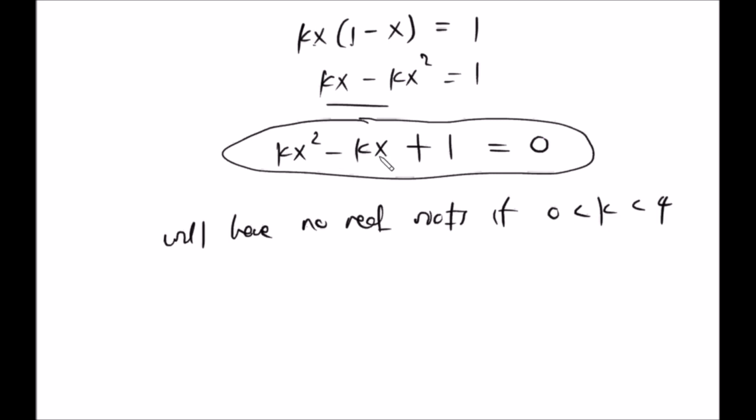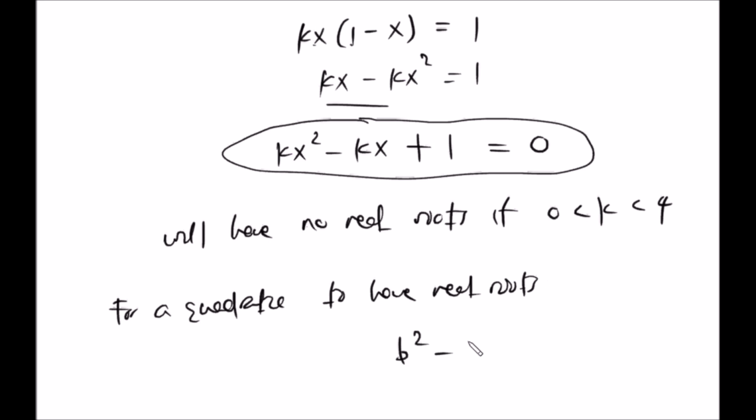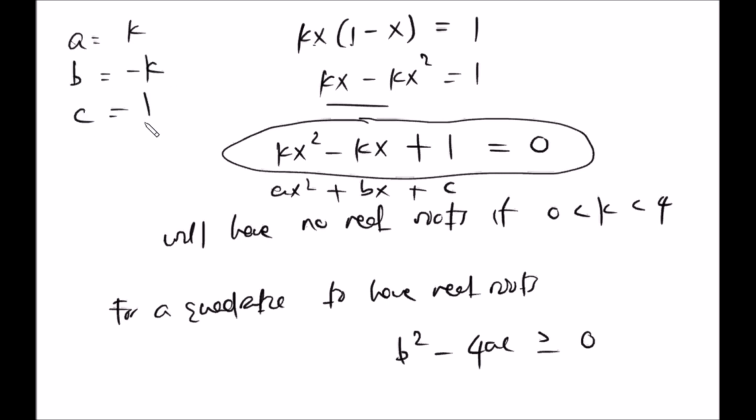So ili huyo awe na real roots tumesemaje? So for a quadratic now to have real roots, tumetoka ile example ya 3 ile tulisema b square minus 4ac should be greater or equal to nini? To 0. So hapa now a ni ngapi? Kwa sababu hii ni ax squared plus bx plus c. A ni k, b ni negative k, afa c ni 1. So ili iwe na real roots huyu b square minus 4ac should be greater or equal to 0.